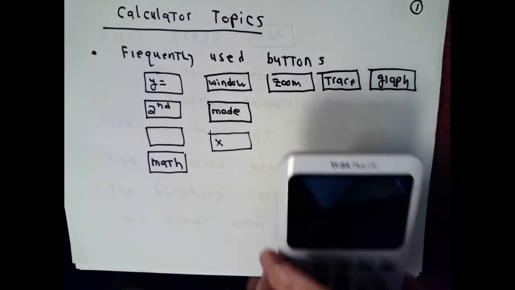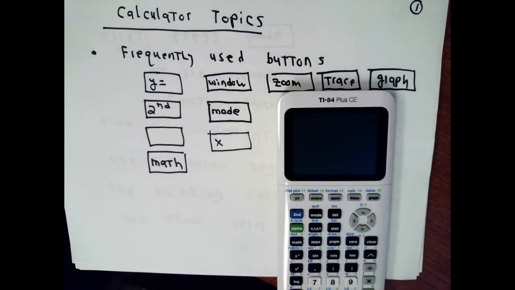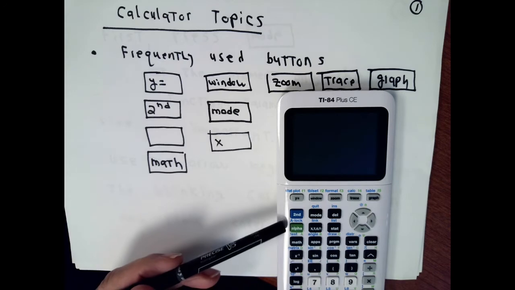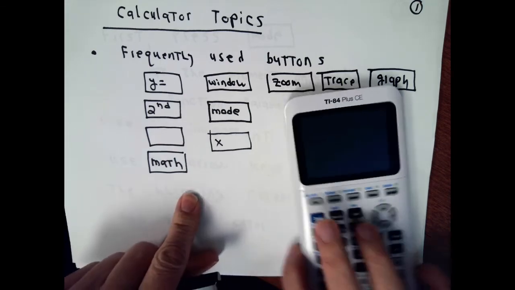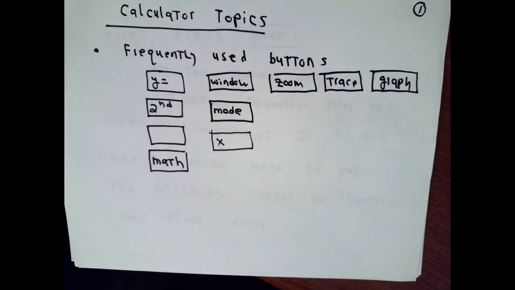I mean this literally. Here is the Y equals button, the window button, zoom, trace, and graph. There's second, mode. We won't have much use at this current time for the alpha button, the X button. And besides our arithmetic, these will be the ones that we use most frequently.